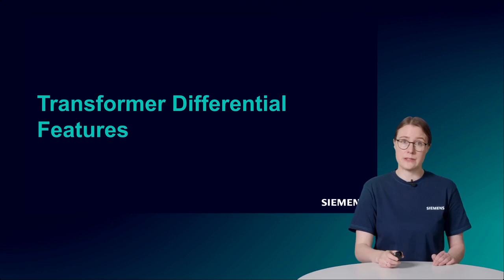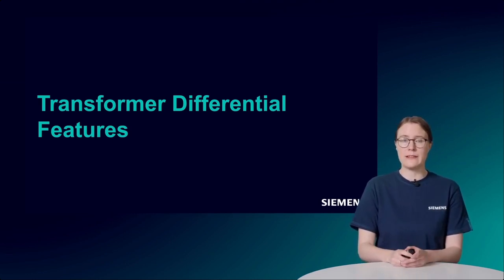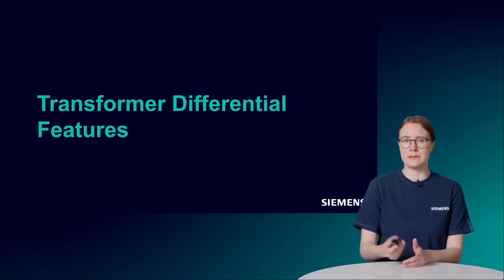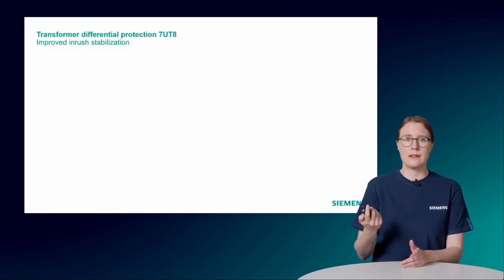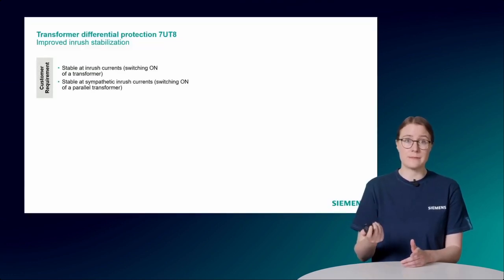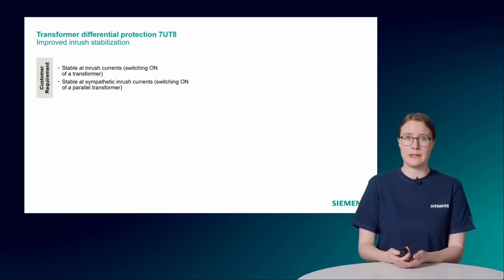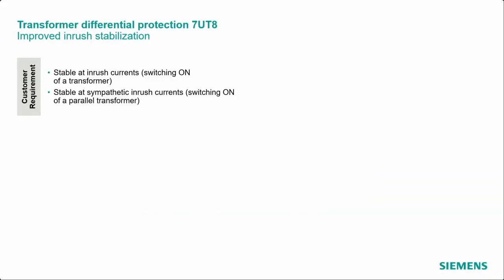One of those features, what is worth mentioning here, is our CWA method as improved inrush blocking method. So the customer requirement is that the protection relay is stable at inrush currents when switching on a transformer, which should be also stable in case of a sympathetic inrush when switching on a parallel transformer.